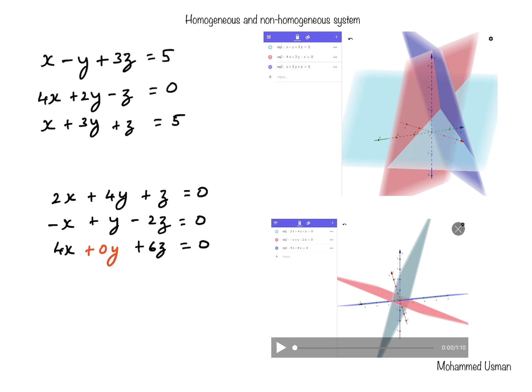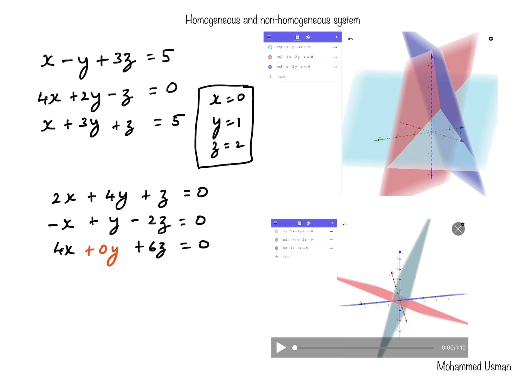We got the solution for the first set of equations as x equal to 0, y equal to 1, and z equal to 2. So we got the solution as x equal to 0, y equal to 1, and z equal to 2. We solved this using the matrix inversion method in the previous session.